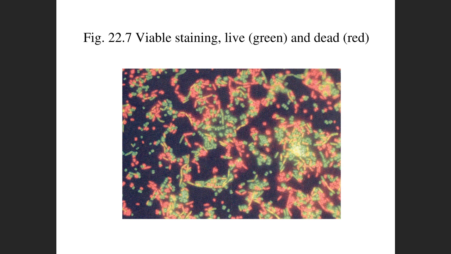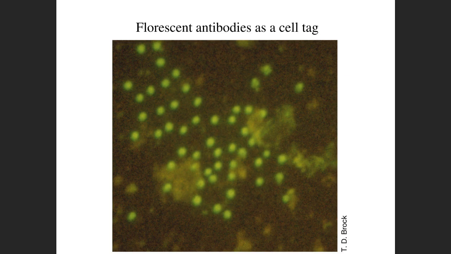Okay, so that's how it works. And so you can tell the living cell versus dead cell. Here's an example of a fluorescent antibody as a cell tag. You can have the antibody recognize a surface molecule, a surface protein, and then the antibody is linked to a fluorescent material. Then when the antibody binds to a bacteria, the bacteria becomes green in this case.